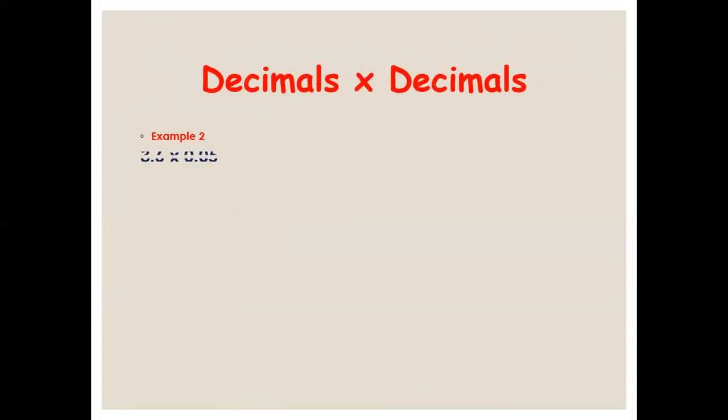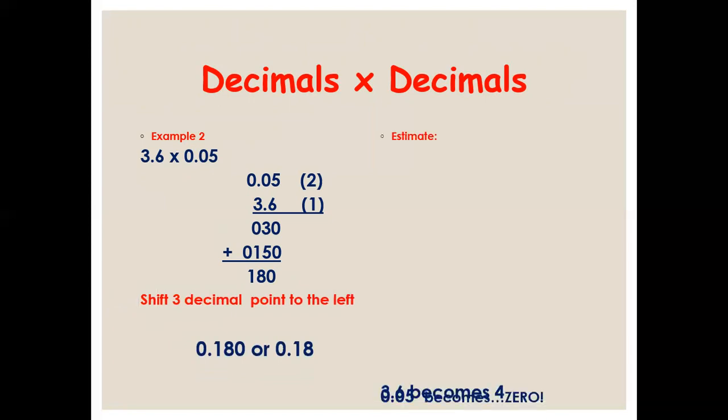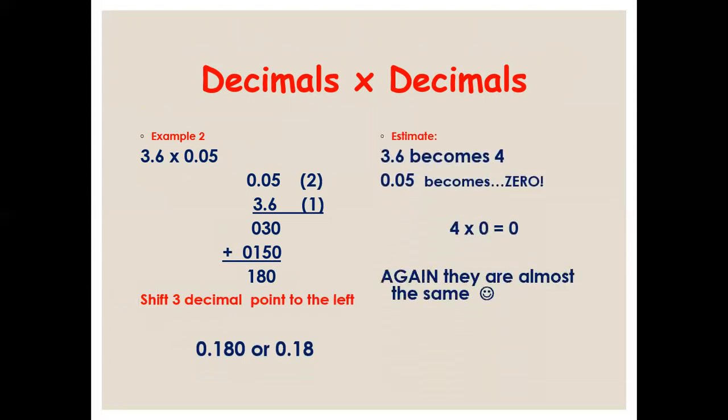Now another one, 3.6 times 0.05. Write it like this also. So 0.05 has two decimal places, 3.6 has one decimal place. You can multiply them. You got the answer 180. Move three places, it becomes 0.180 or 0.18. And you can check if your answer is correct, because 4 times 0.05 is taken as 0. So 4 times 0 is 0. So 0.18 is also negligible, or it is less than 1. So you can say it's almost closer to 0.